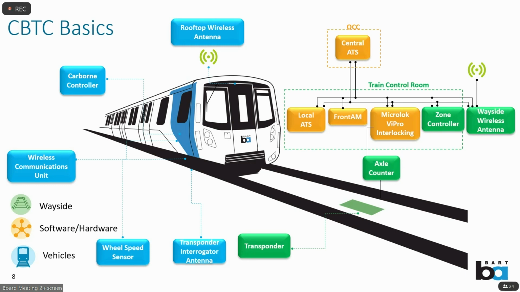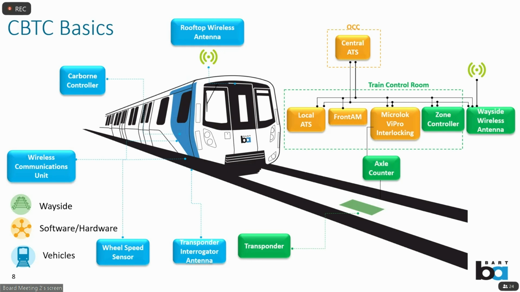there's a rooftop antenna. And then over here on the wayside in the train control room, there's a series of software and hardware that is installed, and each performs a unique function. We have this local ATS, front AM, but basically each one of those manages vehicle data, or operations of the interlock. And then there's additional equipment installed wayside. There's a box there called a zone controller and a wayside wireless antenna. The whole system is tied together with the computer and software at the operations control center.